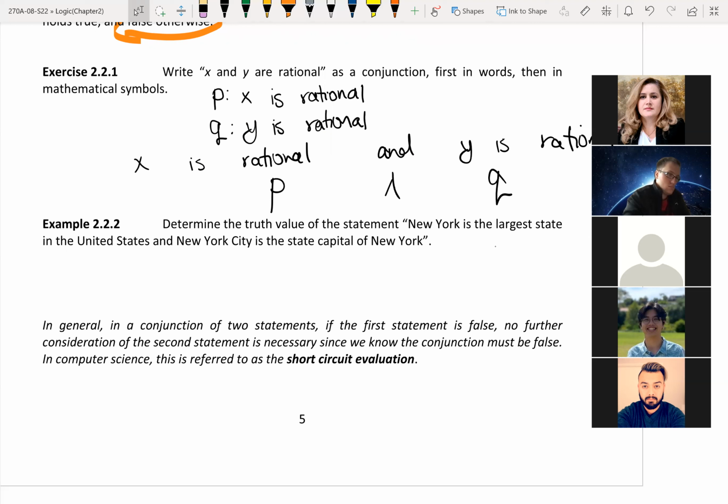So conjunctions, I think that's what they're called, right? Conjunctions are ands and disjunctions are ors. Mhm, okay, thank you. Exactly.